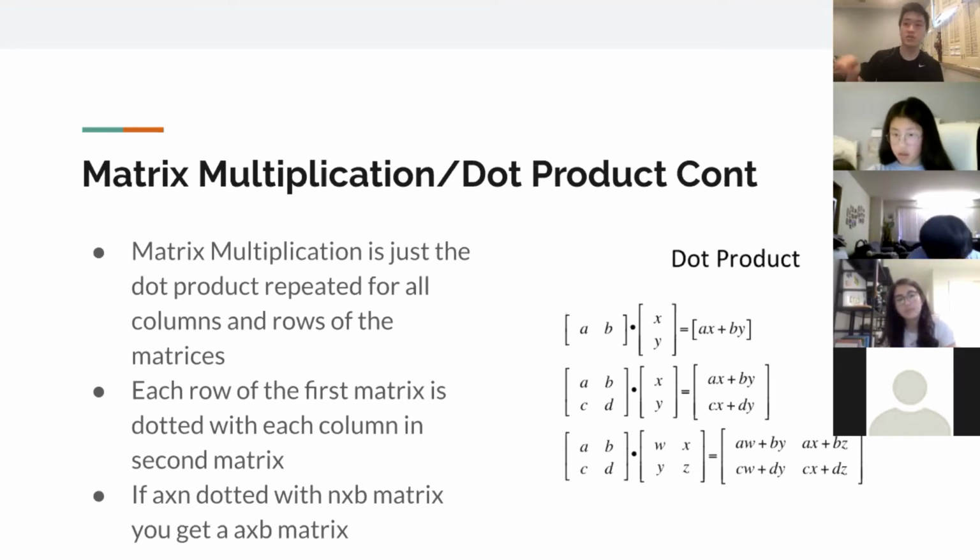But this time when you dot them, it's not a single value. If it's 2 by 2 dotted with 2 by 1, the middle two dimensions have to be the same, and then the outer two dimensions are the dimensions of the output, right?